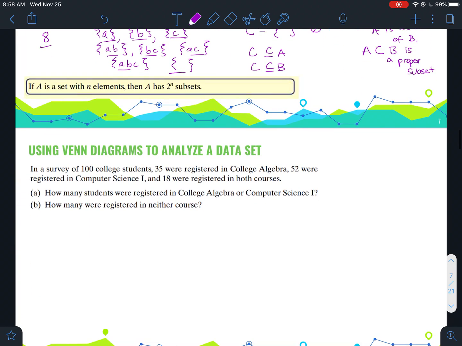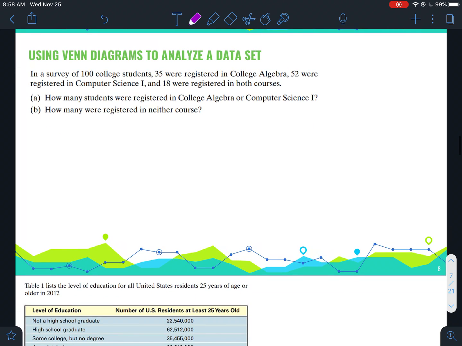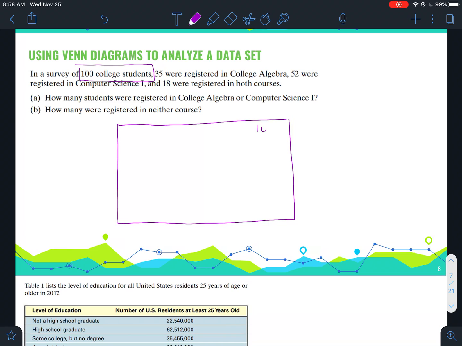All right. As I stated before, we can use Venn diagrams to analyze a data set. So in a survey of 100 college students, 35 were registered in college algebra, 52 were registered in Computer Science 1, and 18 were registered in both courses. When I do Venn diagrams, I put them in a box, and the box represents all of the possible students. So all of the possible students was 100. So there should be 100 total students within my box.